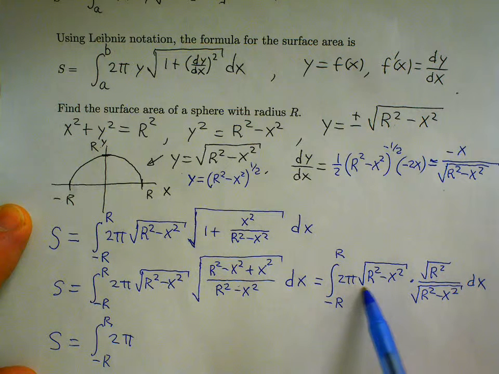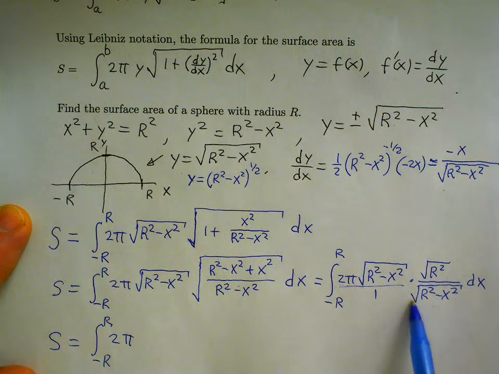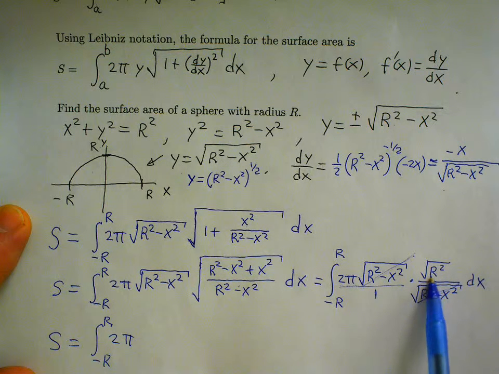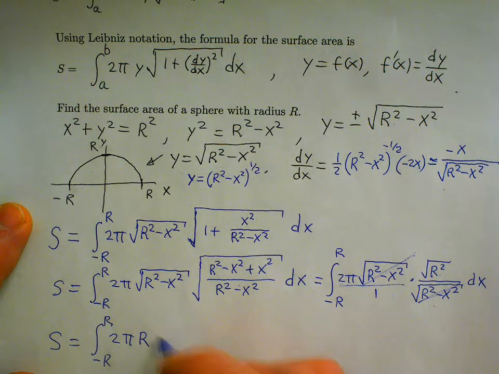Well, the square root of r squared minus x squared on the left, that's in the numerator, and we have a common square root of r squared minus x squared in the denominator. So those cancel each other out, and the square root of r squared is r. So this just becomes the definite integral of 2 pi times capital R dx from negative r to r.